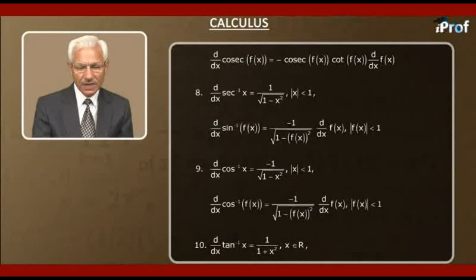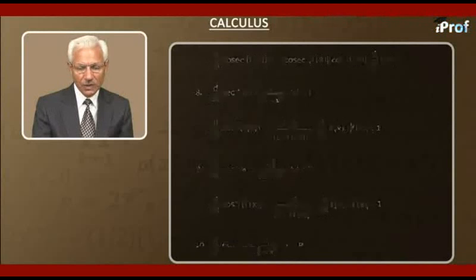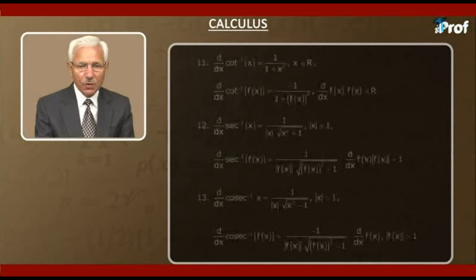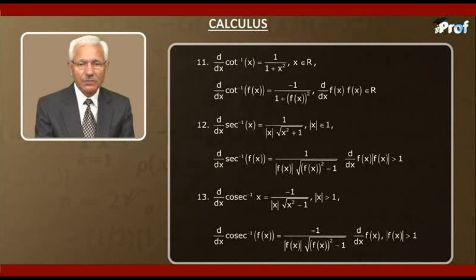10th, d by dx of tangent inverse x is equal to 1 upon 1 plus x square, x belongs to R. Therefore, d by dx of tangent inverse of f(x) is equal to 1 upon 1 plus f(x) whole square into d by dx of f(x). f(x) can have any value. 11th is d by dx of cot inverse x is minus 1 upon 1 plus x square, x belongs to R. Therefore, d by dx of cot inverse of f(x) is equal to minus 1 upon 1 plus f(x) whole square into d by dx of f(x).